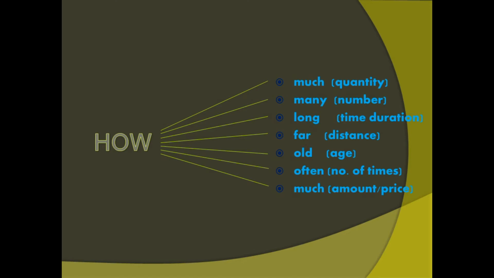How many? How many stands for number. How many brothers and sisters do you have? I have 2 brothers and 1 sister. How long? How long stands for time duration. And how far? How far stands for distance. How old means age. How old are you? How often? How often stands for number of times. How often do you visit your grandma? I visit once a week.